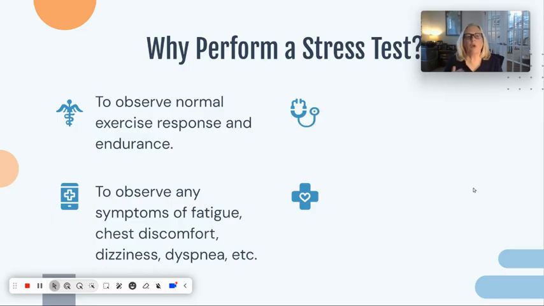Okay. So we're looking for these abnormal things that happen while we exercise. These are all things that do happen while you exercise, but if they happen at abnormal rates or very quickly or not at all, or the heart rate just doesn't go up, then we have some abnormalities happening. So we're looking for all of that together.